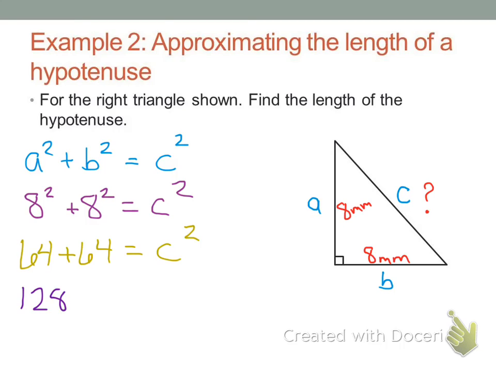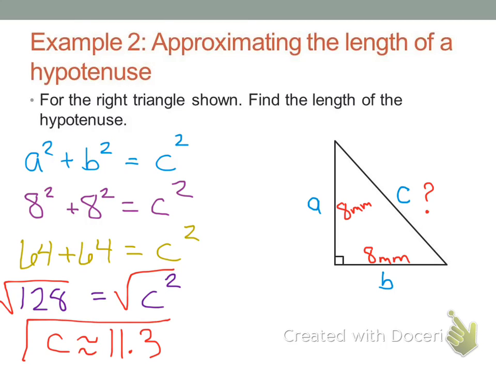128 equals C squared. Now how do I solve? Take the square root. All right, and C equals, now round it to the nearest tenth. So square root of 128, it is approximately 11.3, and I almost forgot. Make sure when you are approximating your answer that you give me the squiggly equal sign, okay? Don't say it equals 11.3 because that's not true. It's a huge decimal, okay? It's a non-terminating decimal, so make sure you say that it's approximately 11.3.